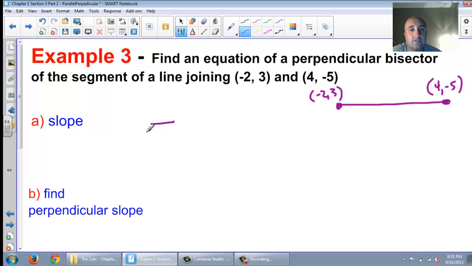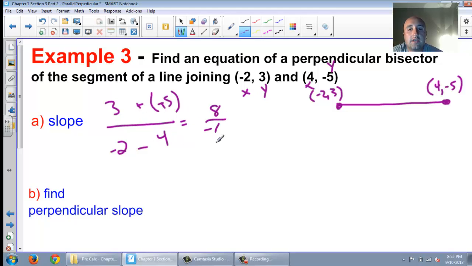So first we have to find the slope, y2 minus y1. So we're going to subtract our y's. So we have 3 minus a -5. And then we're going to subtract our x's, which is -2 minus 4. To get plus, we have 8 over -6, which reduces to -4/3. Okay, so that's step 1. That is the slope of this line right here, -4/3.